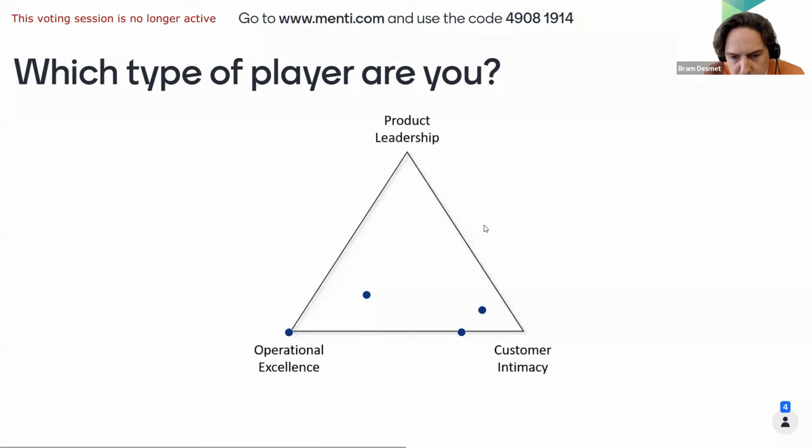So looking forward to see some dots here. A lot of operational excellence and customer intimacy. Nobody really driven by innovation. There's somebody high quality products.